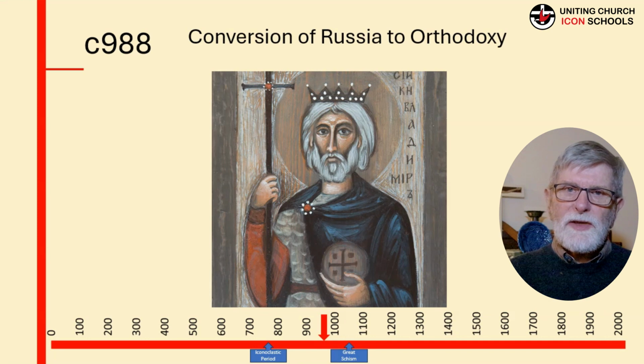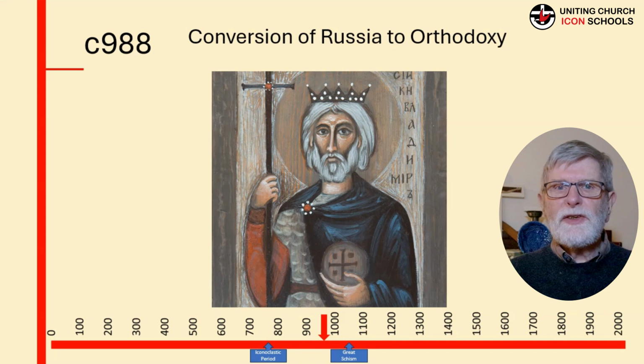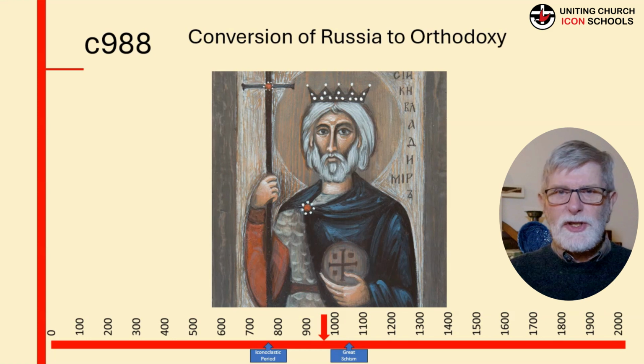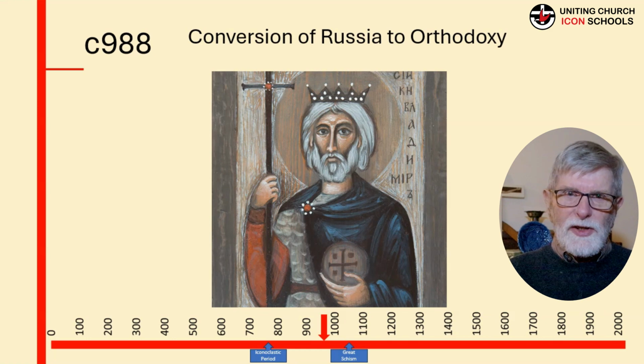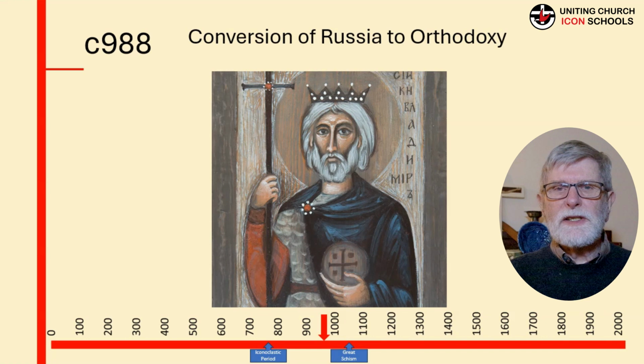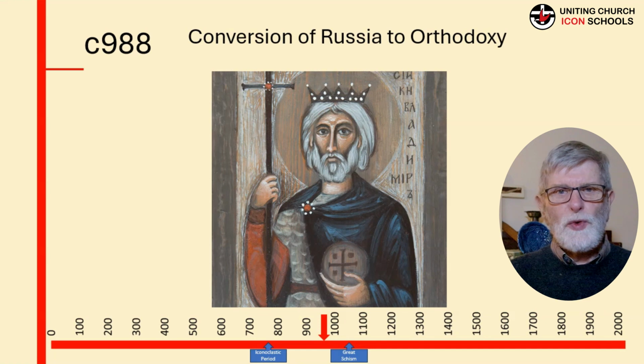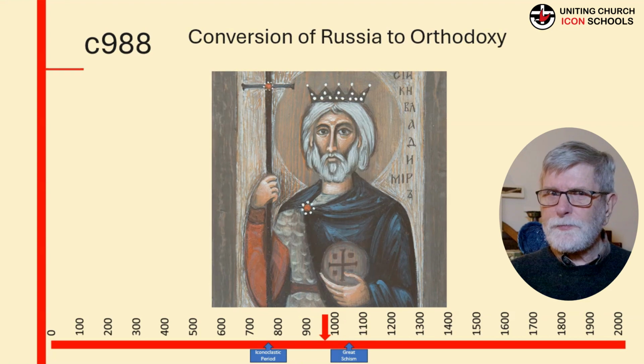Prince Vladimir of Kiev brought final conversion to Orthodoxy in the Russians, and this icon by Philip Davidov was painted as an affirmation of Ukrainians in their resistance to Russia's war against them. It's an example of how icons of past saints and events speak to current events.